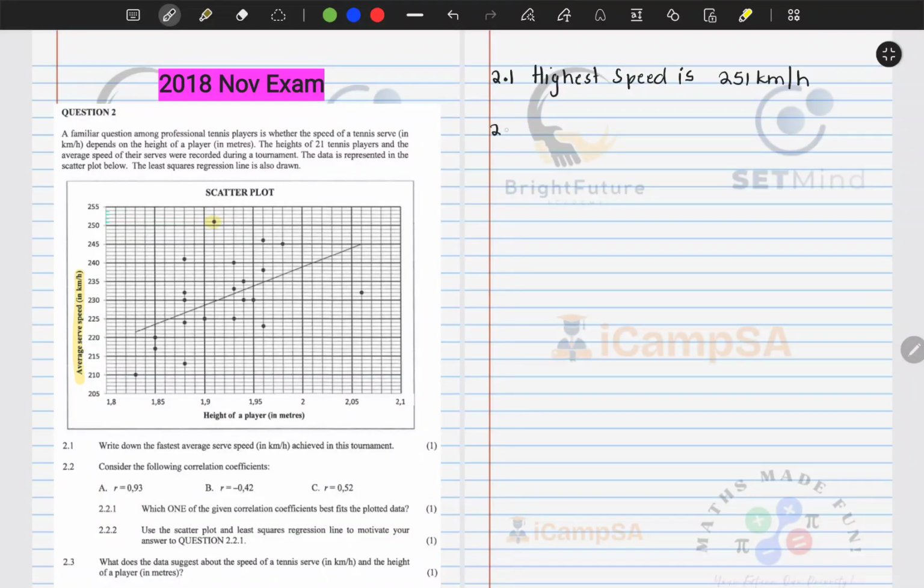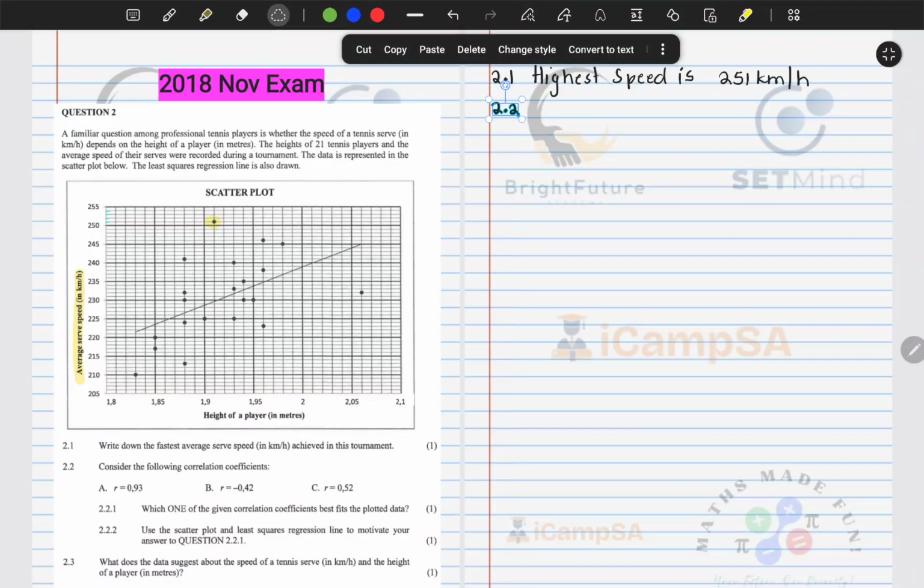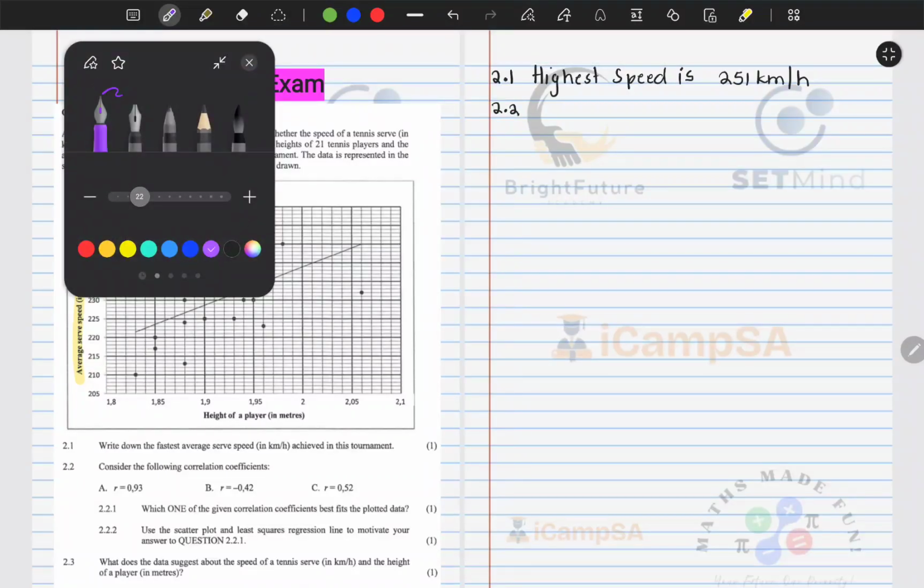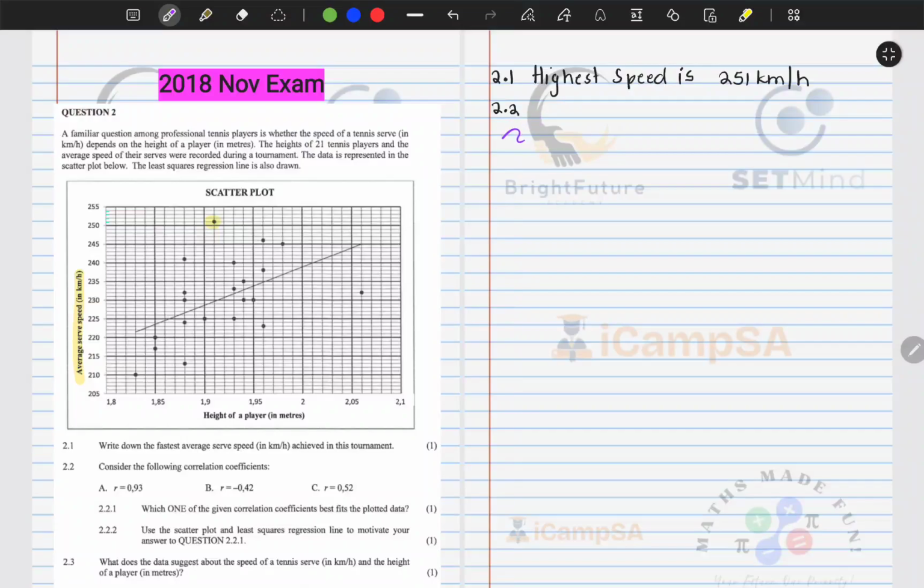Then let's now go to 2.2. In 2.2 we are told to consider the following correlation coefficients. Let me quickly note something here. If you look carefully, you are given one of the coefficients as 0.93. This coefficient is a strong positive correlation coefficient. So we have a strong positive correlation.